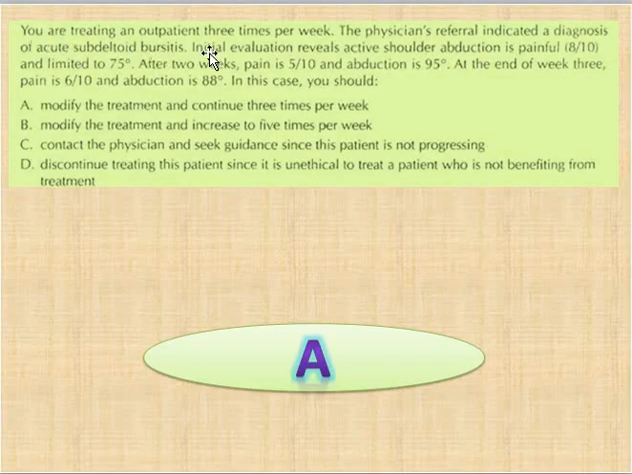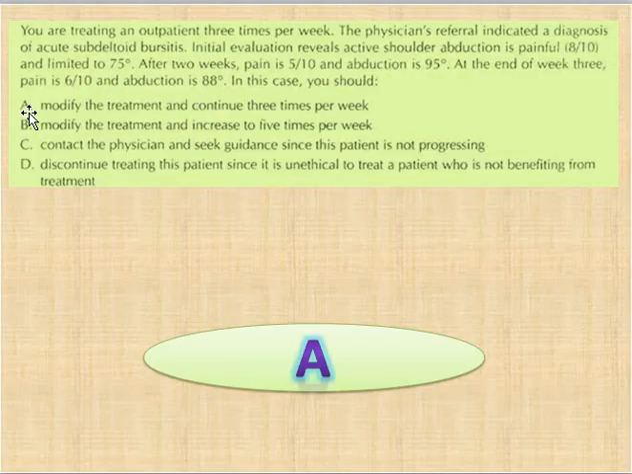Next, you are treating an outpatient 3 times per week. The physician's referral indicated a diagnosis of acute subacute bursitis. In the initial evaluation, it was revealed that active shoulder flexion is painful, 8/10, and limited to 75 degrees. After 2 weeks, pain is 5/10 and abduction is 95. At the end of 3 weeks, pain is again 6/10 and abduction is 88 degrees.